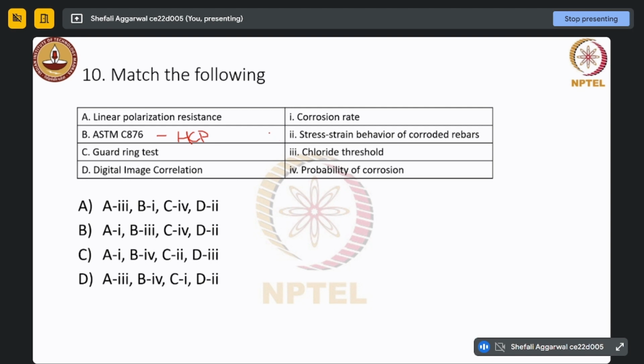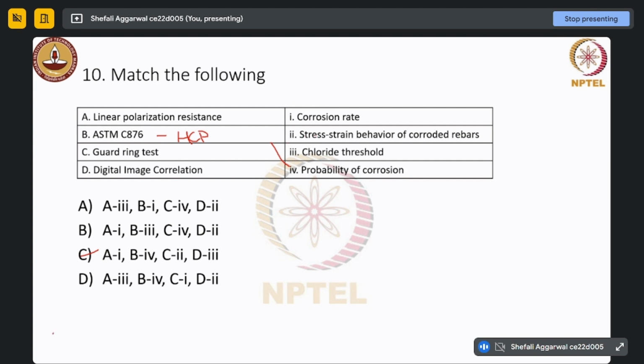Any guess for the answer, any option? I think option C will be correct. Linear polarization resistance gives the corrosion rate. ASTM C876 is for the probability of corrosion. And the guard ring test. Stress strain behavior, digital image correlation. Digital image correlation will give the stress strain behavior.